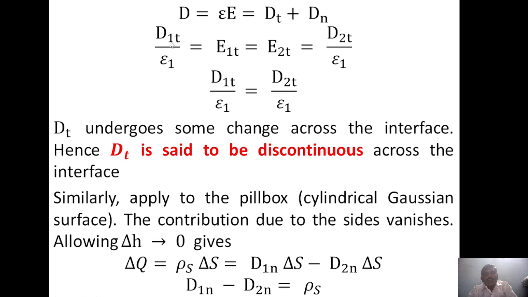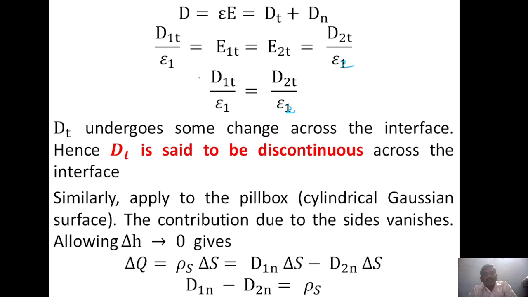So E1t you can write as D1t by epsilon 1, and E2t you can write as D2t by epsilon 2, that is, the tangential component of electric flux density at medium 1 and at medium 2. So we can write D1t by epsilon 1 equals D2t by epsilon 2. Here we take epsilon 2 for medium number 2.